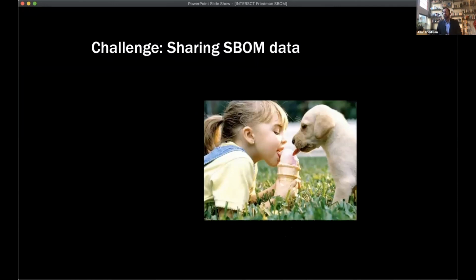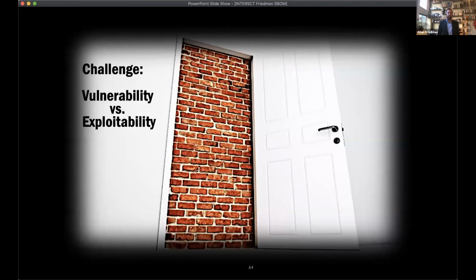Similarly, how do we share SBOM data? How do we get it down the supply chain? How do we help it go from supplier to customer? There's not going to be a single solution, but the community has drafted some guidance and tied it into other efforts like the MUD protocol.